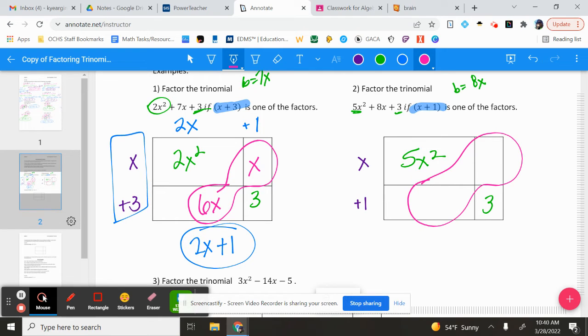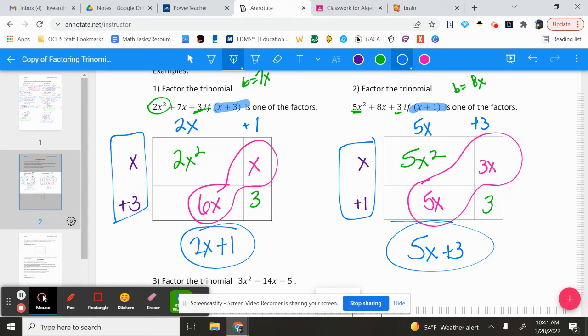Remembering our peanut here. Well, x times what is going to equal 5x squared? Hopefully we know that that is 5x. 5x times 1 is going to give me 5x. Now, because I know that my b value has to add up to be 8, that this inside value must also be 3x. And we can go back and check. I need to make sure that my c value is equal to 3. So 1 times something is going to equal 3. 1 times 3 is 3. Check all our values. They are correct. So one of my factors is x plus 1. The other factor is going to be 5x plus 3.